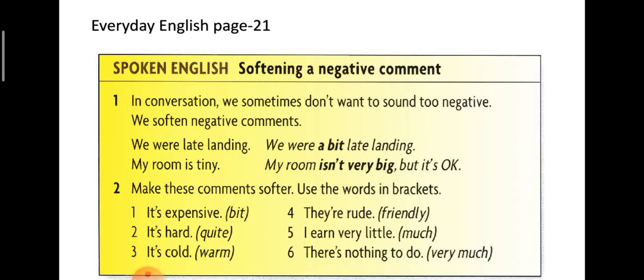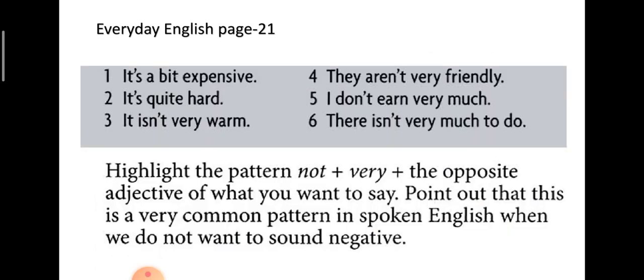So 'is' is positive, and then you change to negative, 'isn't'. And then the opposite adjective of tiny is very big. So when you say, 'My room isn't very big,' that sounds positive. Okay, so that's the end. Thank you very much.